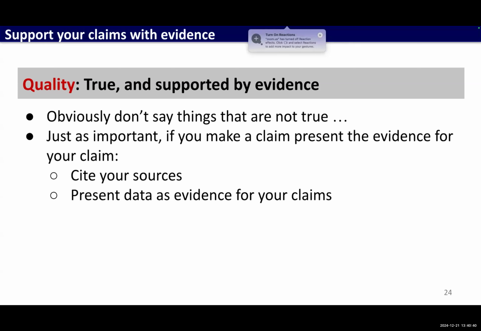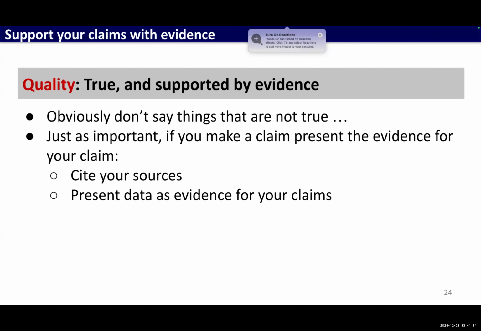So obviously, when you do research, it should be true. Don't falsify your data, right? Your research should be true and accurate. That is obvious. But that is not the only part of the quality maxim, right? The quality maxim says true and supported by evidence. And the supported by evidence part, I think, is the more important part of persuasive communication in academic writing. So how do you support your claims by evidence?